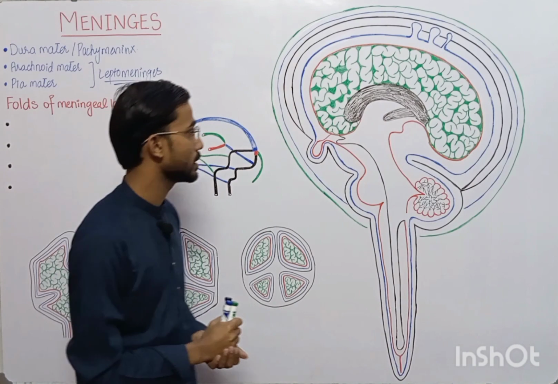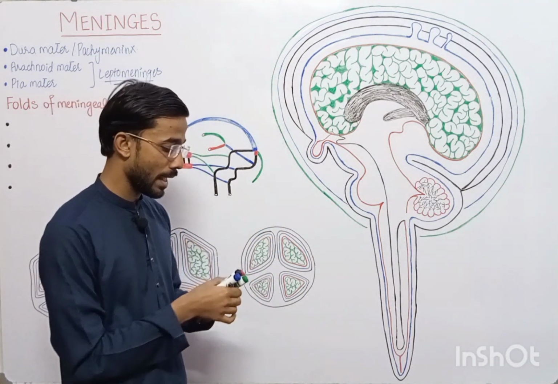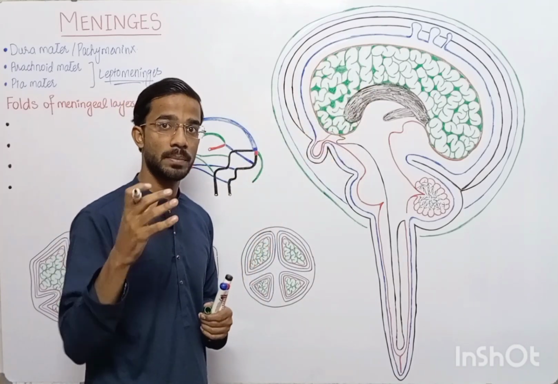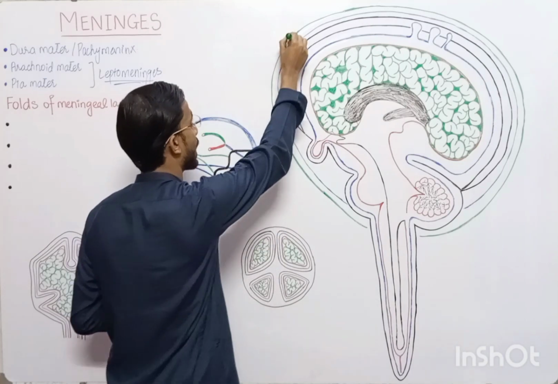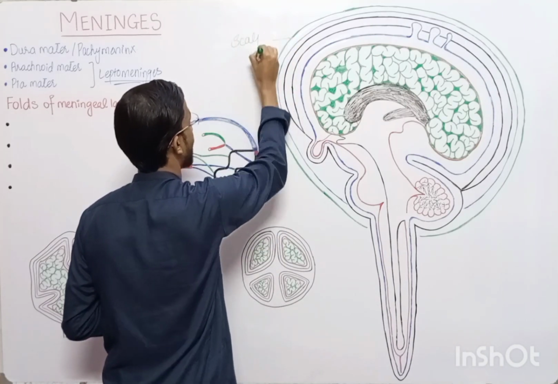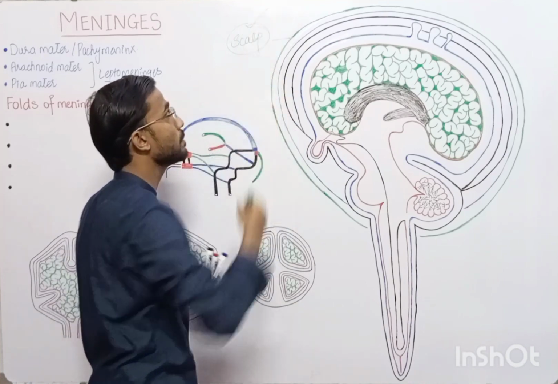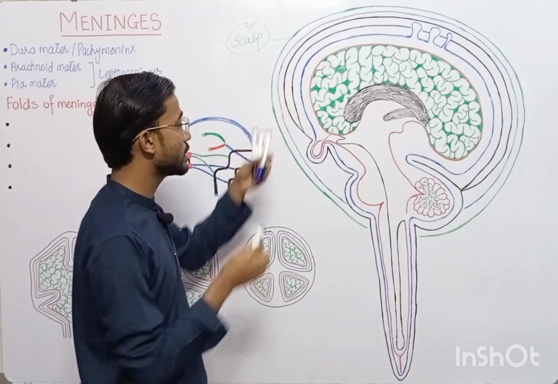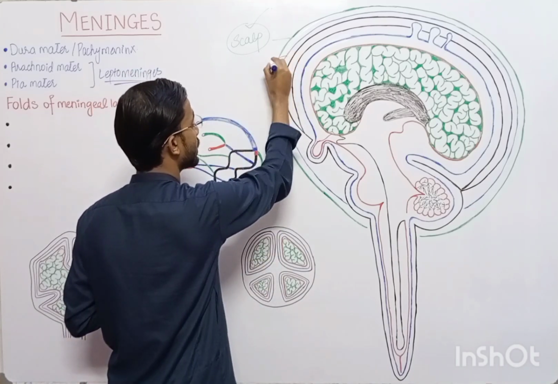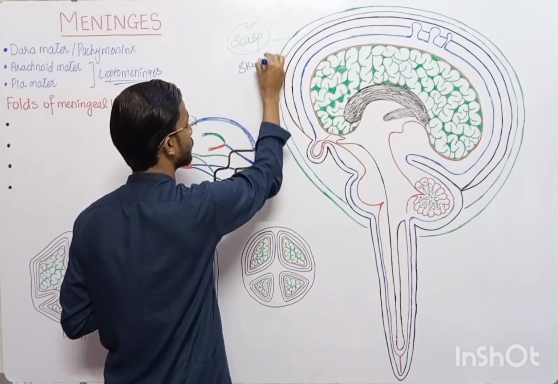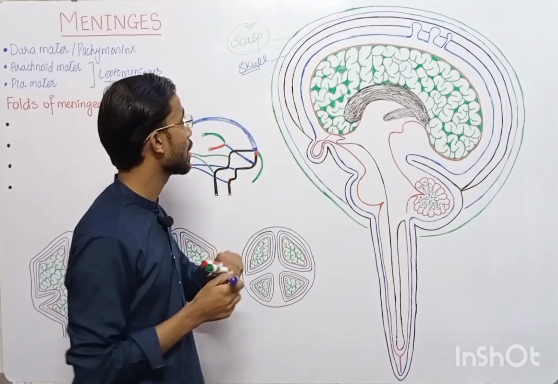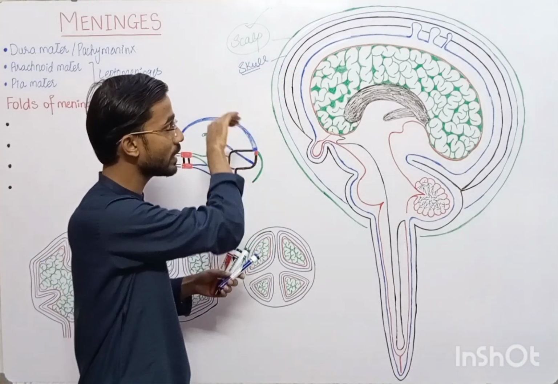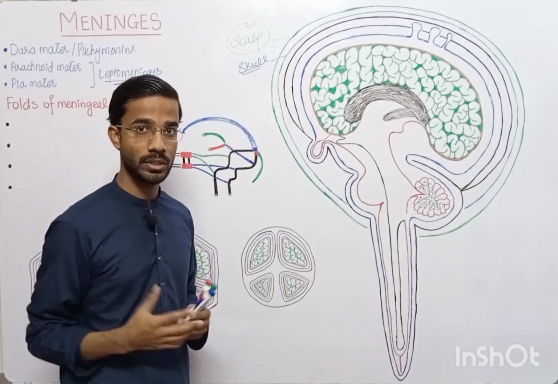Here you can see the structures of the brain, and the outermost is actually the skin. Skin which is present over the skull is called scalp. This is basically the specific skin which is present over the skull. Next is the skull bone. This is actually the bone. First is the skin, second is the skull. Next, if we move inward into the brain, then these three layers will be present.